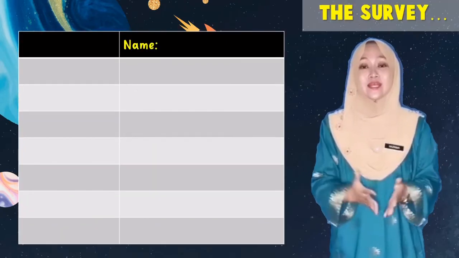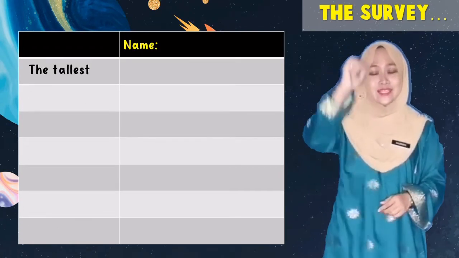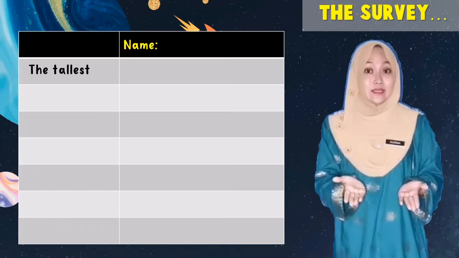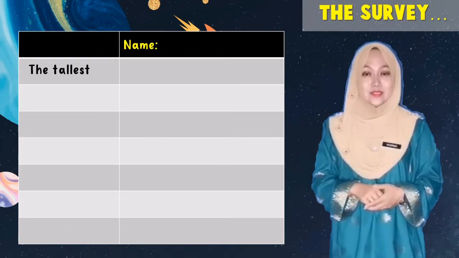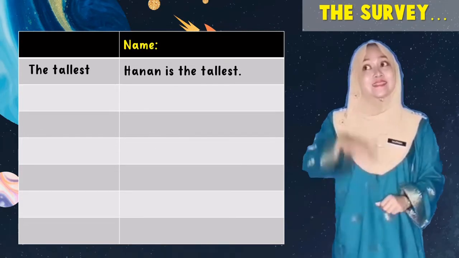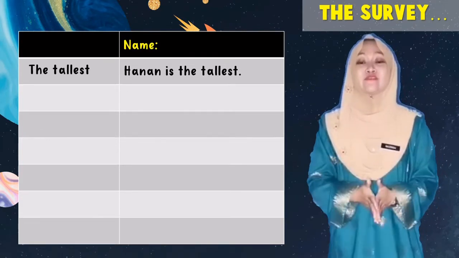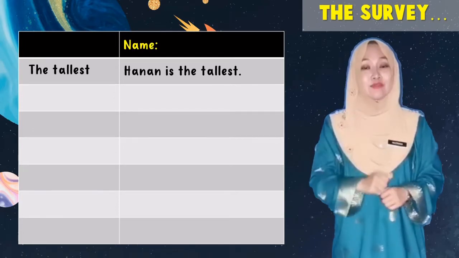Let's say you ask your family member, who's the tallest? Let us look at this family picture one more time. So, the answer is, Hanan is the tallest. You have to write down Hanan in the second row.